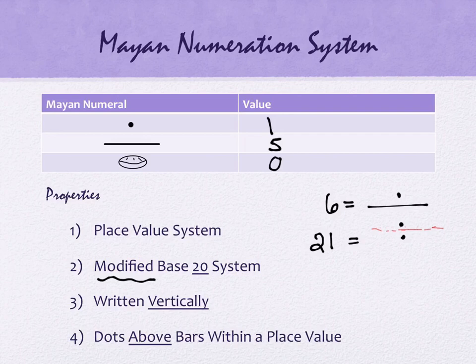I need that one right there. This is the 20's place, and there's 1 in it. This is the 1's place, and there's 1 in it. This makes a total of 21.